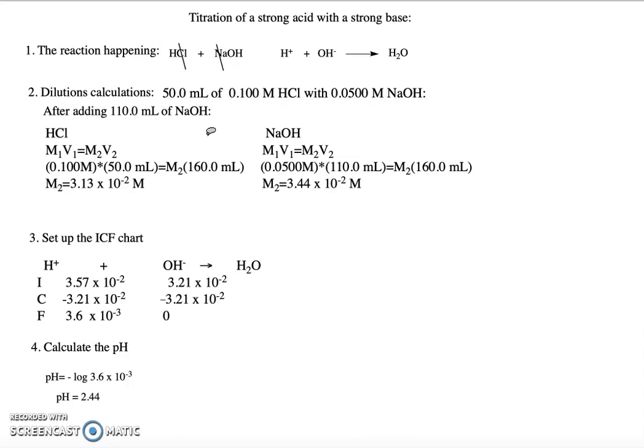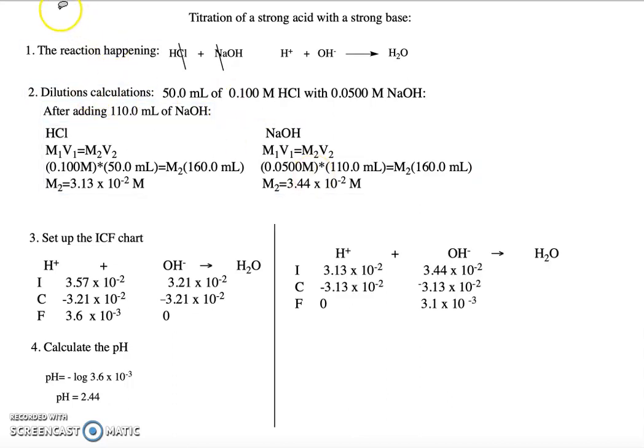Now we're at the same point as we were before, same steps: reaction, dilution calculations. We're going to set up our ICF chart. I've left the old ICF chart, the one from the previous problem, still up here because I want to compare this one to the one that we're going to generate right now. So this is the new ICF chart for our second calculation. You can see the 3.3 times 10 to the negative 2 goes right here. You can see that the 3.44 times 10 to the negative 2 goes right here. Those are our initial amounts.